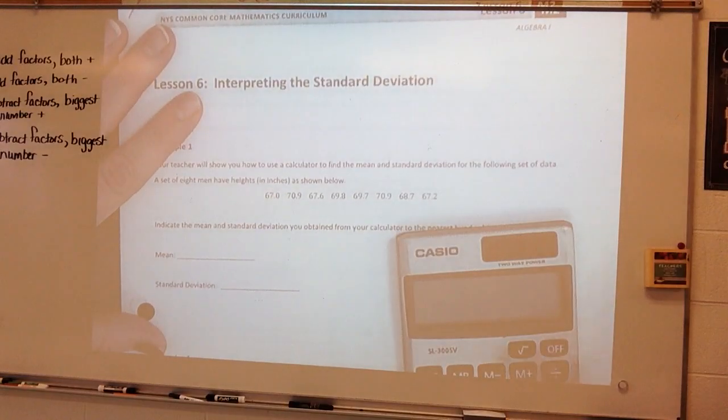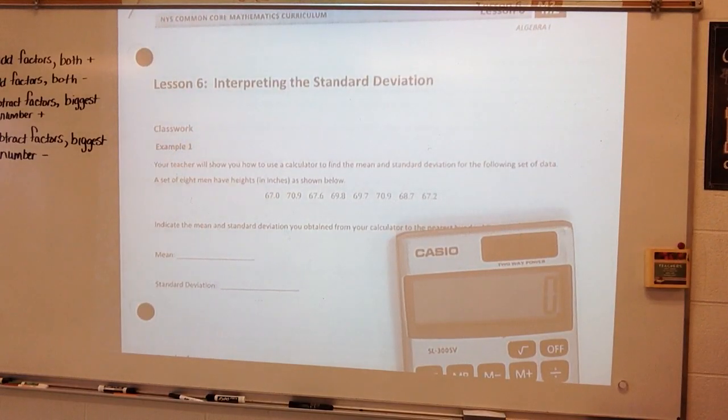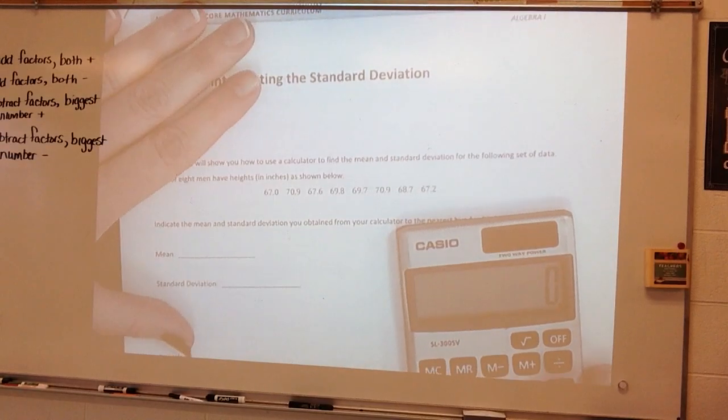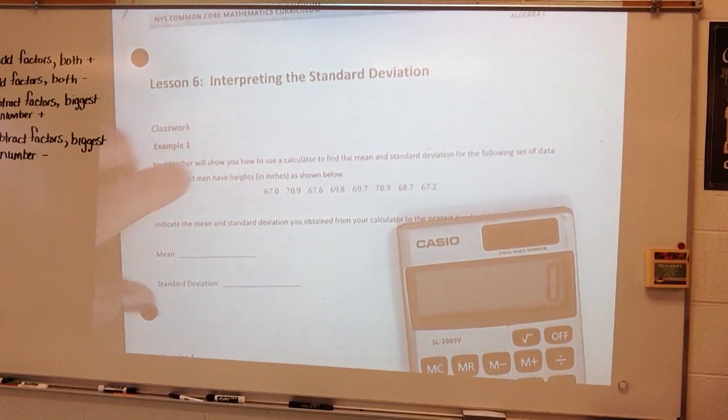Well, guys, we aren't going to use any kind of special calculator. We're just going to look at how to do this. If we had our graphing calculators, we would be able to do it that way, but since we don't, it's okay. We are going to just do it the good old-fashioned way.